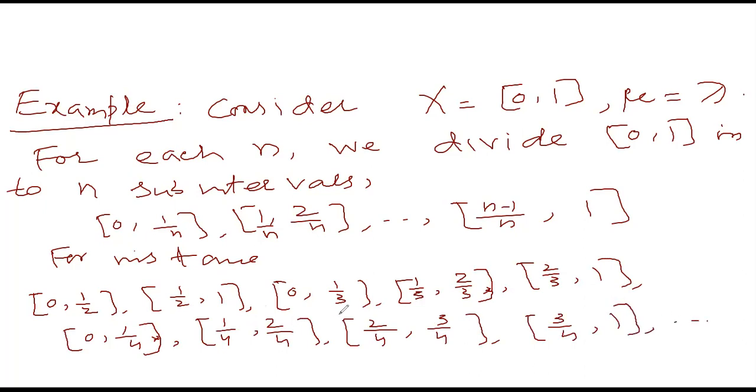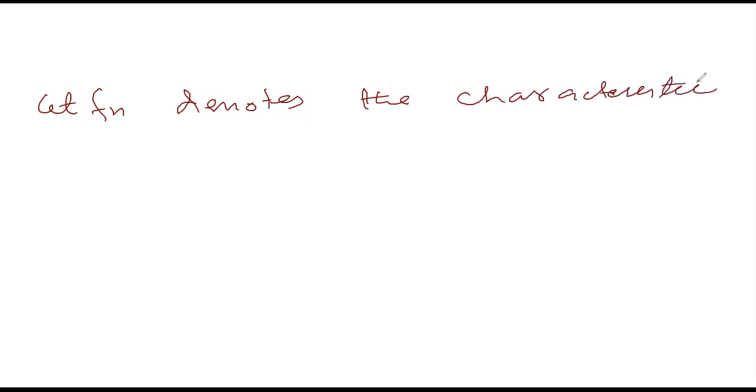We have this sequence, and let's choose the characteristic function on the nth subinterval. Suppose this is the first interval. So f1 will be the characteristic function of this interval, and f2 will be the characteristic function of the second interval, f3 of the third interval, f4 of the fourth interval, and so on and so forth. So let f_n denote the characteristic function of the nth subinterval.